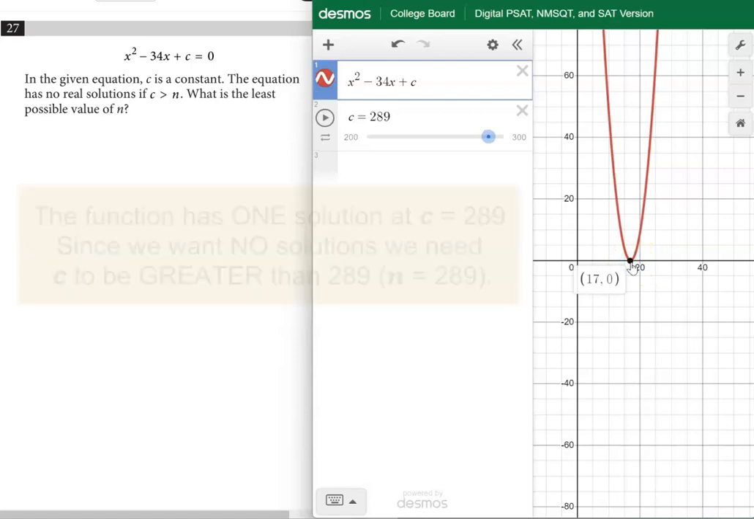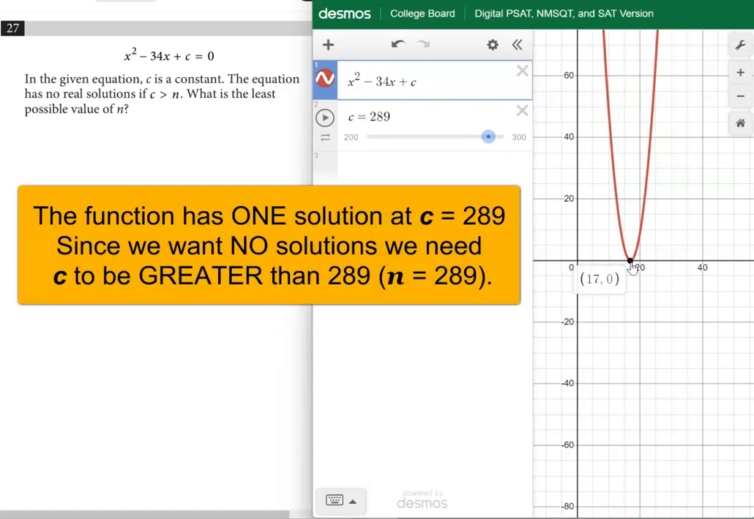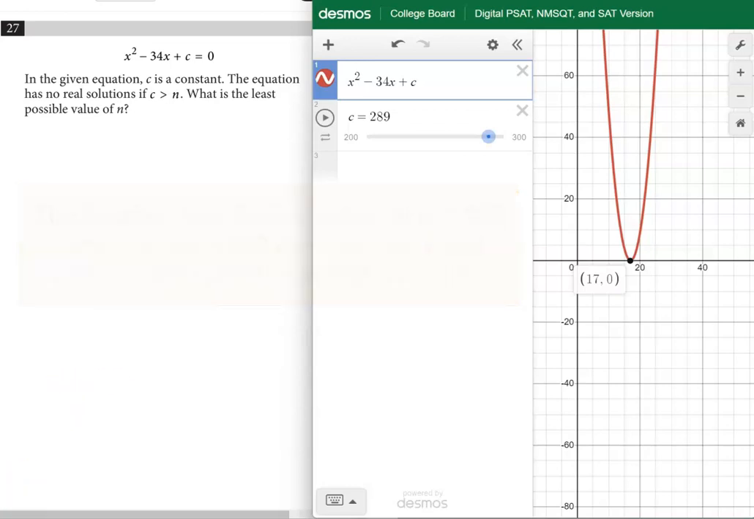The number C should be 289. It gives you one solution, which is 17. So be careful. You don't want to put 17. That is the solution, but you're looking for the value 289. That's the value of C.